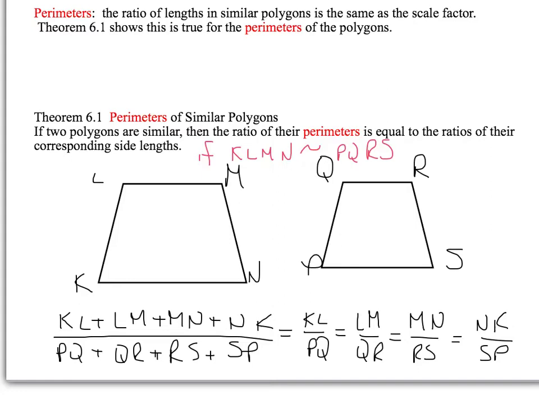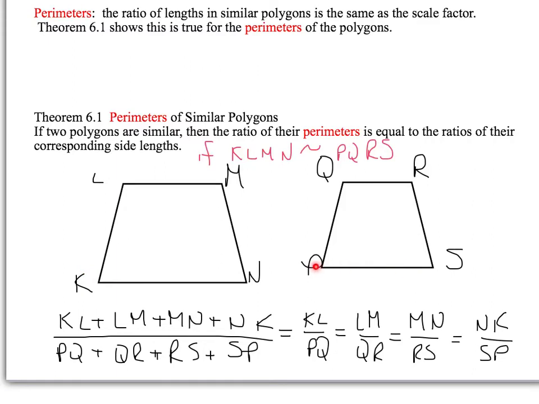And remember, the perimeter is the length around a figure. So the ratio of lengths in similar polygons is the same as the scale factor. Theorem 6.1 shows this is true for the perimeters of the polygons. Here's the theorem. So we have perimeters of similar polygons. If two polygons are similar, then the ratio of the perimeters is equal to the ratio of their corresponding side lengths. Remember, perimeter is I add the distance all the way around.